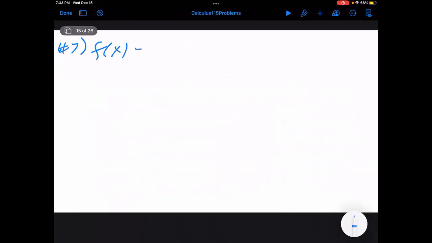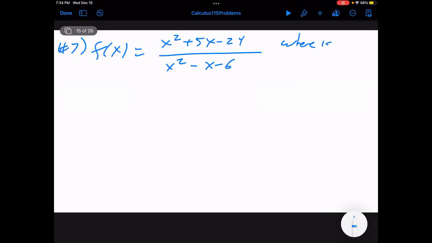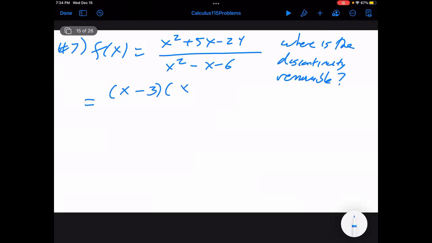And then the last one: at what point is the removable discontinuity for the function f of x equal to x squared plus 5x minus 24 over x squared minus x minus 6? So we want to know at what point is the discontinuity removable? We should simplify. Where is the discontinuity? When you simplify it, you put minus 3 and 8 on the top and minus 3 and 2 on the bottom. So the top is x minus 3 times x plus 8, and the bottom is x minus 3 times x plus 2.